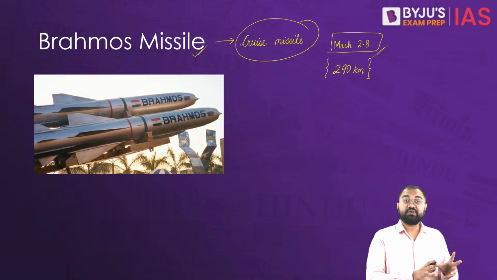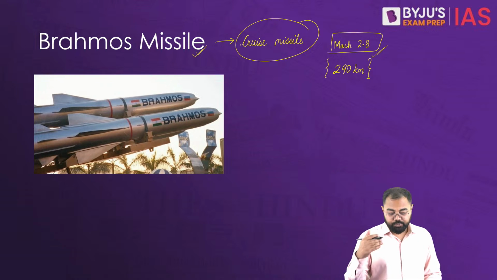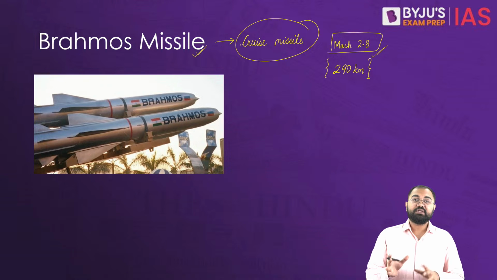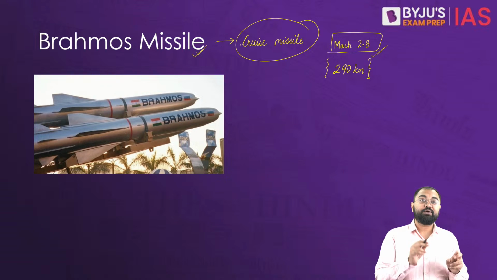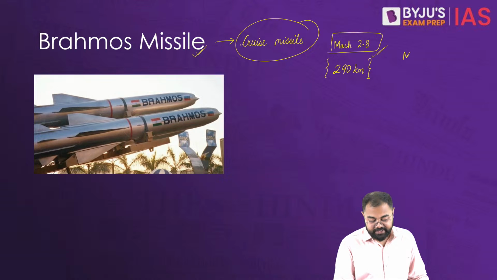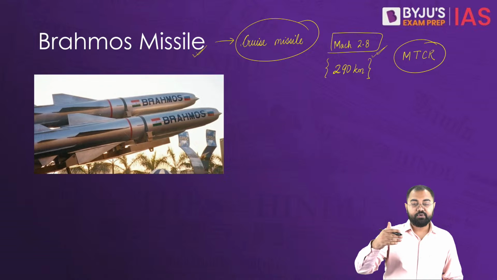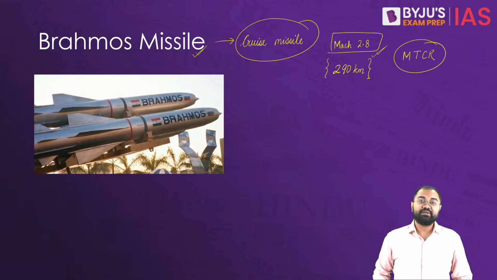But with BrahMos we have done better. And not only that, these numbers that you see, Mach 2.8 and 290 kilometers, were when India was not a part of the Missile Technology Control Regime or MTCR. Initially India was not a part of MTCR, so we were not allowed to go beyond Mach 3 or beyond 300 kilometers.